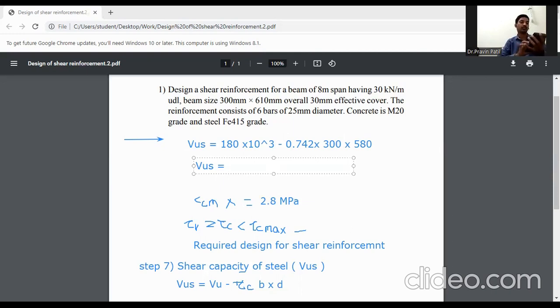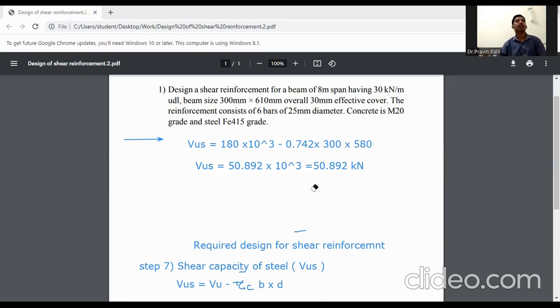It will be 50.892 in Newton. Okay, so convert it into kilonewton: 50.892 kilonewton. This is the shear capacity of steel.